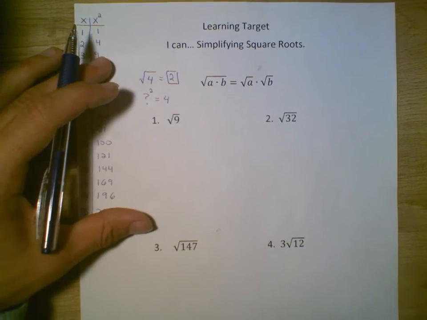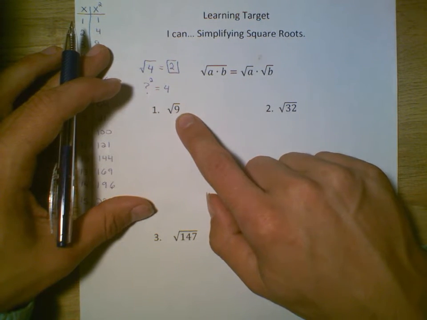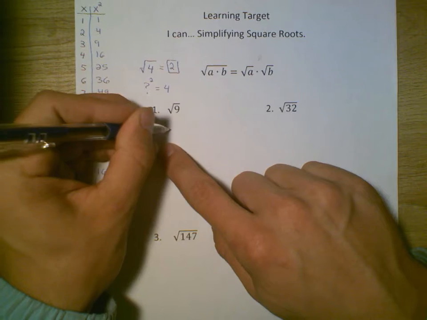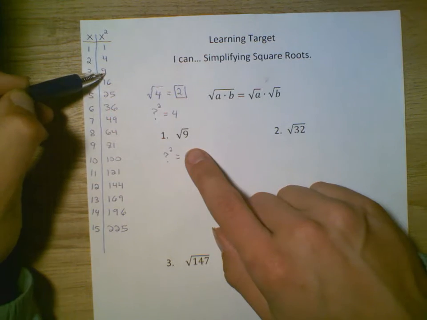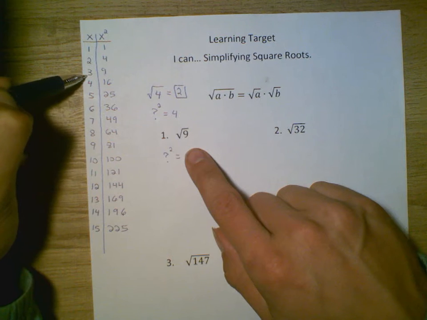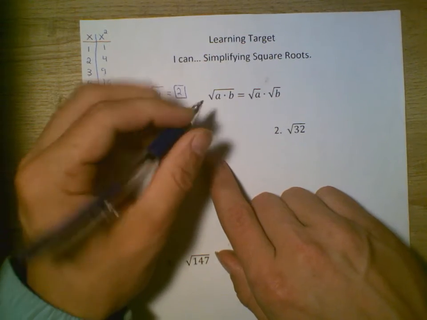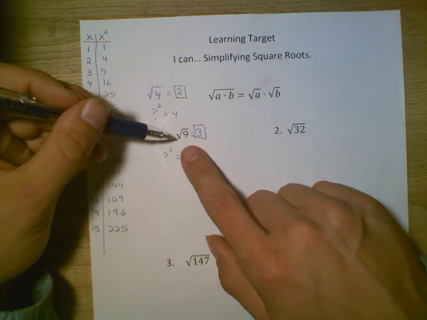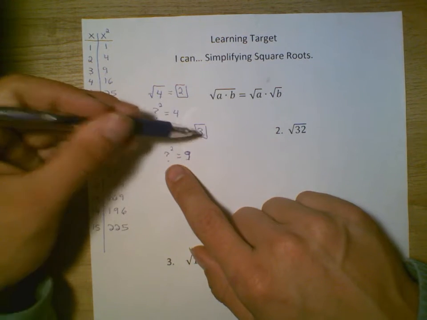So if we look at a few examples here, number 1 is asking me what is the square root of 9. What I want to do again is think about what number squared gives me a 9. You'll notice that on my list of perfect squares, 9 is a perfect square. In fact, 9 is 3 squared. If I take 3 times 3, that gives me 9. So the square root of 9 is going to be 3. Once again, just to get the idea of what a square root's asking us, it's saying what number squared gives me 9? Well, that number is 3.